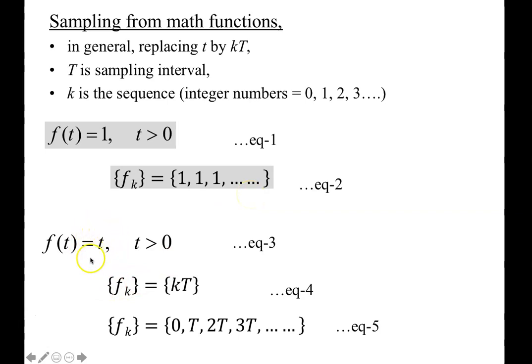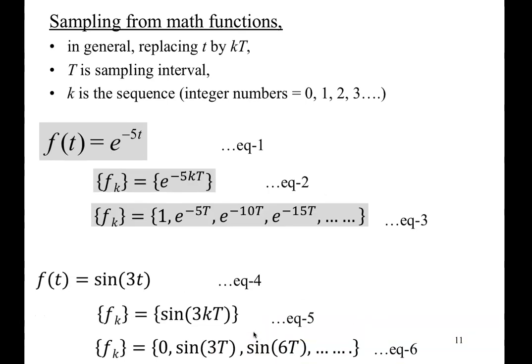If the continuous time signal is f(t), then you replace that t by k times capital T, and therefore the sequence f(k) equals f(kT) when k equals 0, 1, 2, 3. So if I replace k by 0, I'll get the first component. If I replace k by 1, I'll get the second component, and then 2, and then 3, and so on.